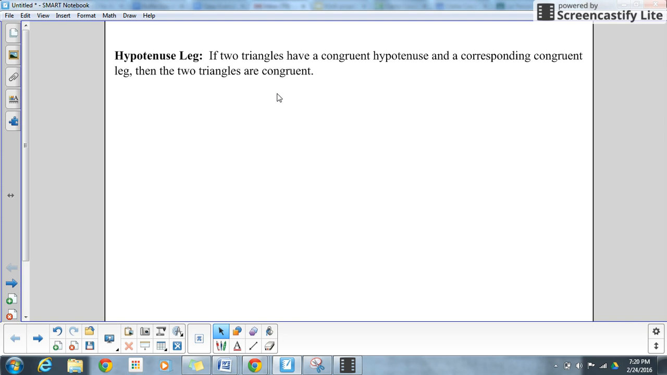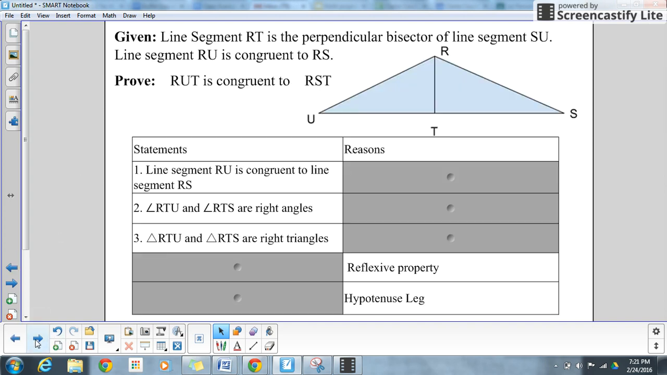Side-side-side, side-angle-side, angle-side-angle, and angle-angle-side can be used for any triangle. So let's see how this works. This is number 3 on your example.